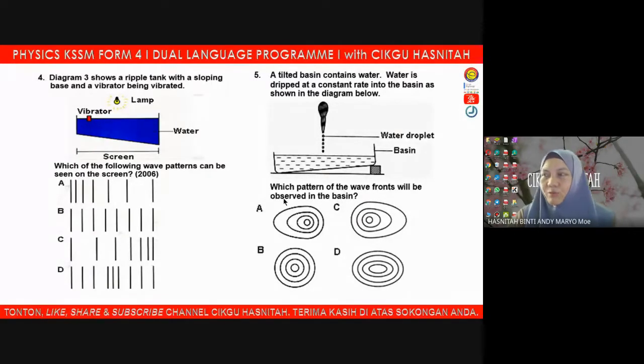So what is the answer for 4 and 5? A. Come again? A. Is it A? A. Number 4 is A. How about number 5?